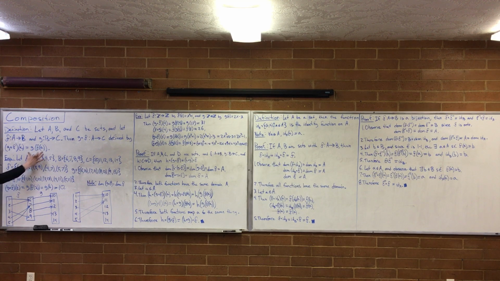The other way we can think about it is this way. G composed with f of 2, for example, is g of f of 2. What's f of 2?